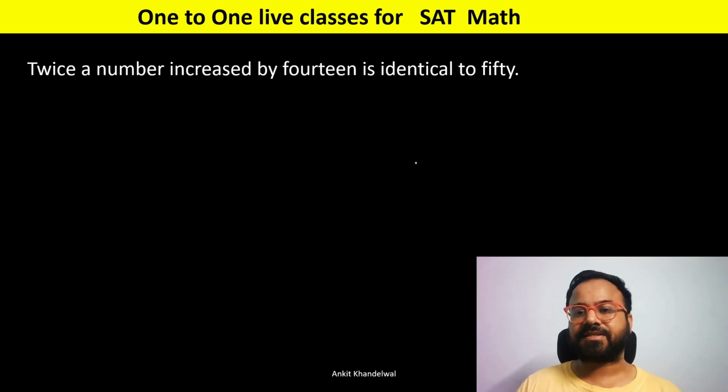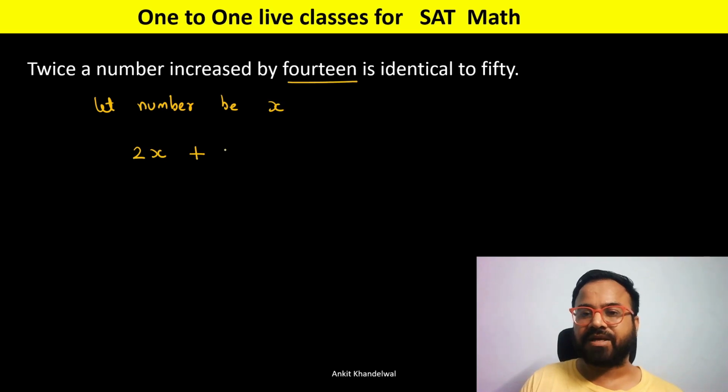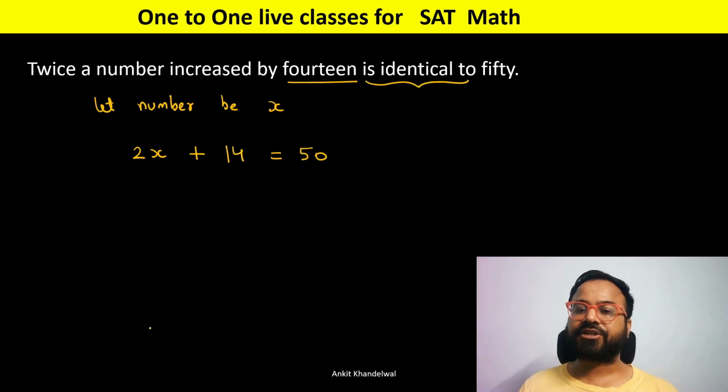First thing, this is a statement written over here. We have to convert this into an equation. So as it is, whatever is written, we'll be writing like this. Twice a number increased by 14 is identical to 50. They have not mentioned which number you have to take, so let's say let the number be x. Twice a number means 2 times x. Increased means plus 14. When we say is identical to, it means equals to 50. So this is the equation over here: 2x plus 14 is equal to 50.